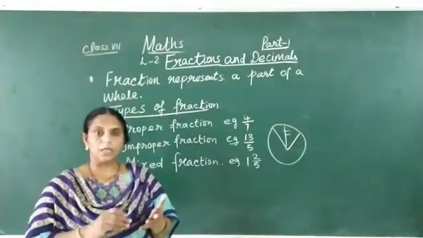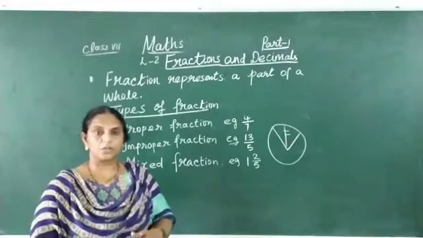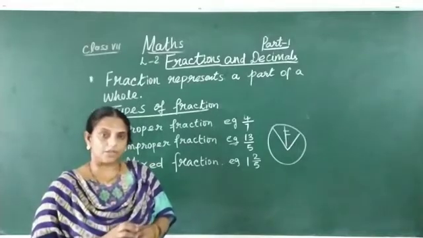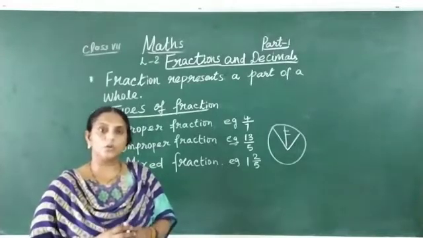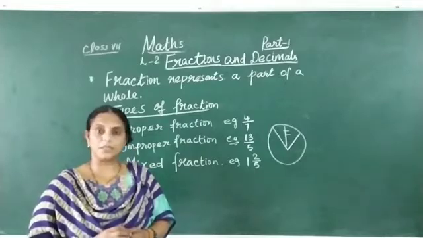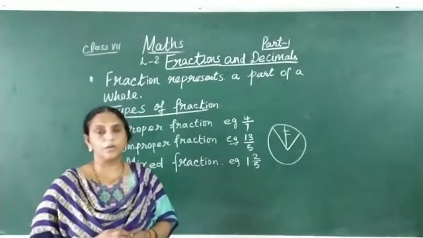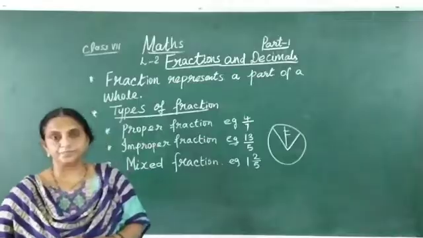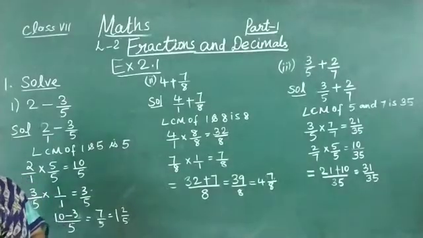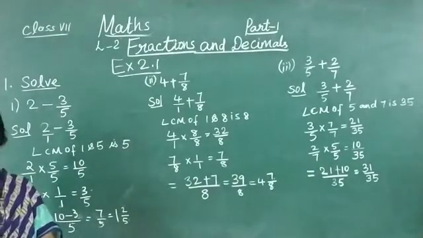Other than that, equivalent fractions, how to make them? In a fraction, if we multiply or divide both the numerator and the denominator by the same number, then it will become an equivalent fraction. Now exercise 2.1, question number 1, solve.